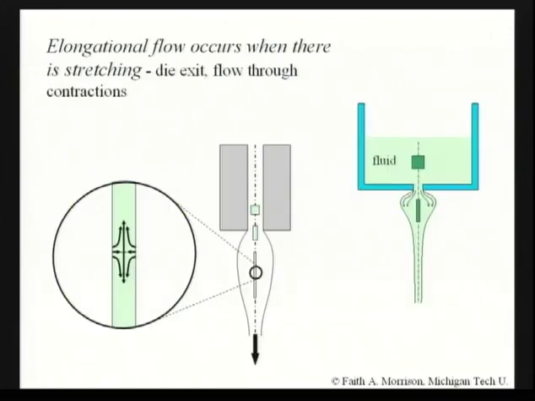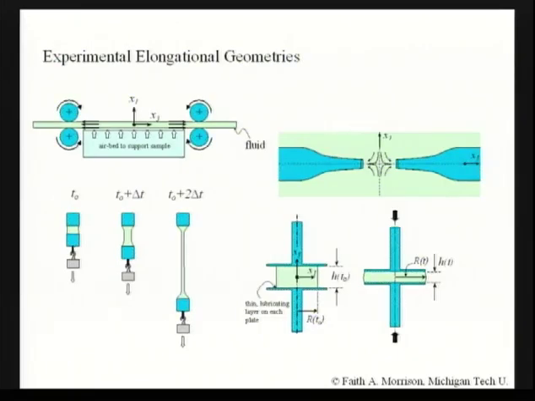This flow is a stretching flow, and it occurs in things like, say, fiber spinning or flow out of an orifice. And experimentally in the lab, we produce it by devices that pull on polymer strands, or this is a suction device. I'll talk about this one a little bit later. Here again, we're pulling on a polymer strand.